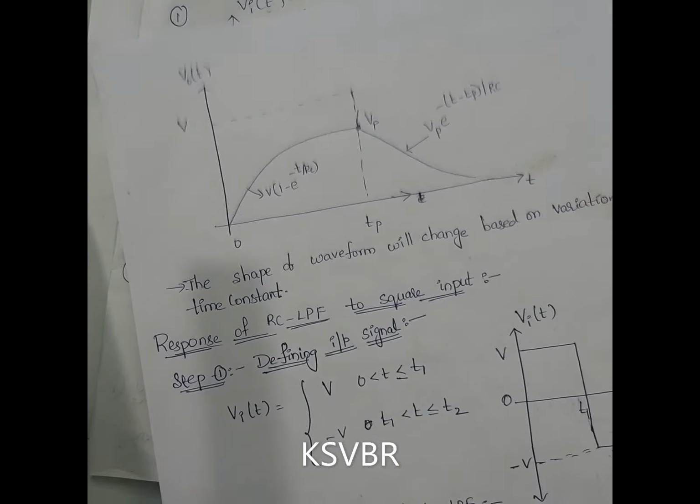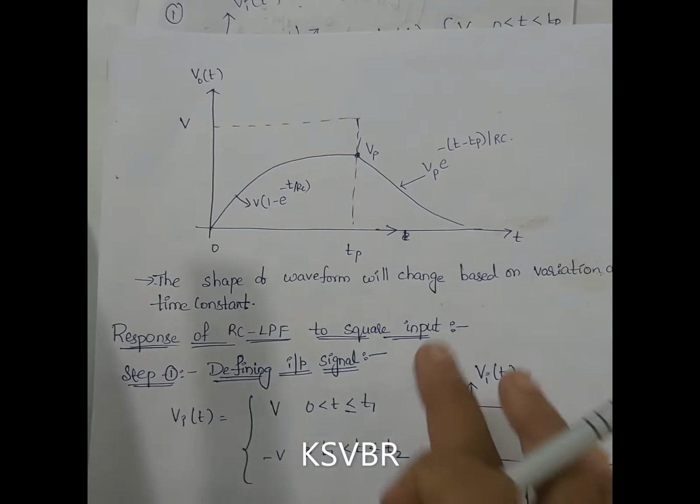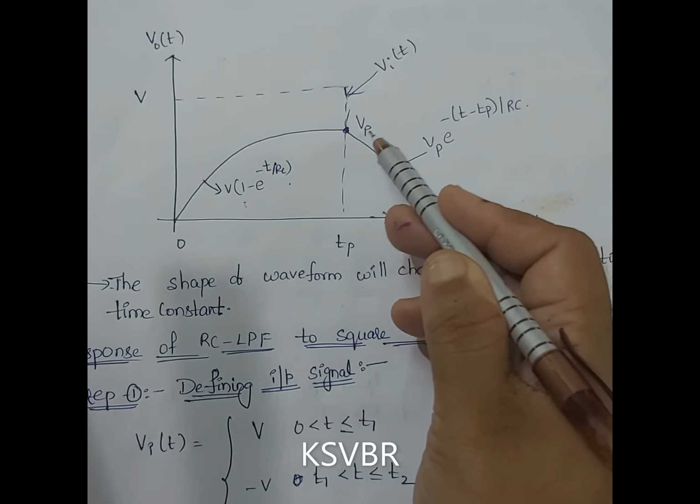How does the output waveform come? So here, what we have drawn here is a similar one. This is somewhat better. Time t, Vo of t, this is our input signal. I forgot to mention. Vi of t, Tp. So from 0 to Tp, V into (1 minus e power minus t by RC), which is an exponentially rising signal. At t equal to Tp, it reaches a magnitude which is not equal to V. We said that it is Vp.